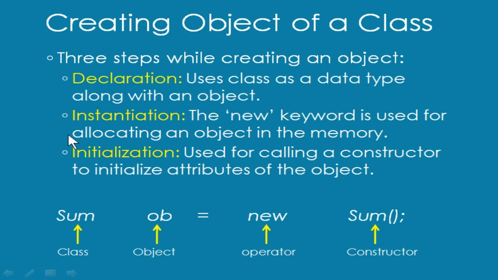Next step is instantiation. The new keyword is used for allocating an object in the memory. So whenever you create an object, this new operator will allocate space in the memory for the object. And initialization. If you want to pass values to the data members, you can use the constructor here. You can see here Sum, open and close bracket. Within this parenthesis, you may pass values to the data members. So that will initialize the data members.